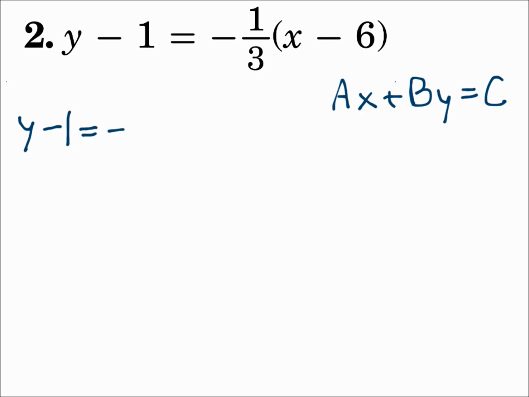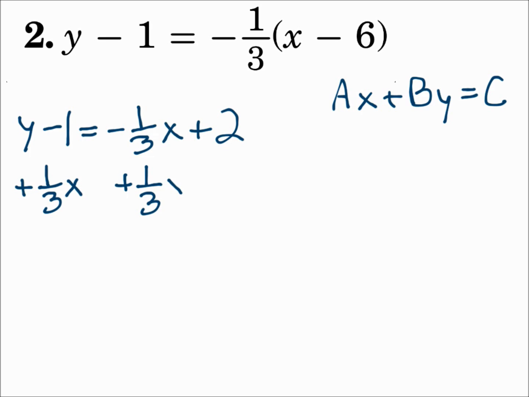Negative 1/3 times x is negative 1/3 x. And negative 1/3 times negative 6 is positive 2. Now, since I want the x's first, let's move them to the left. It's a negative 1/3 x, so let's add 1/3 x to each side. Ax is first, so let's write the x's before anything else. That's a plus 1/3 x, so it'll be positive 1/3 x. Plus y minus 1 equals, since the x's canceled on the right, all we're left with is a 2.